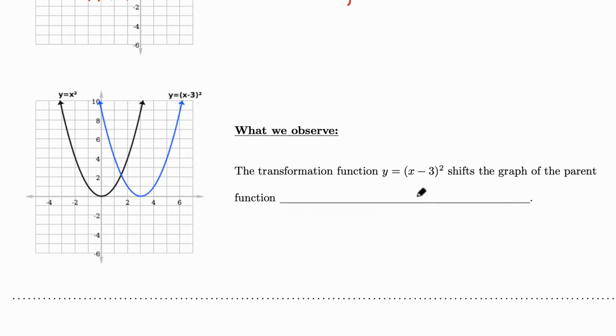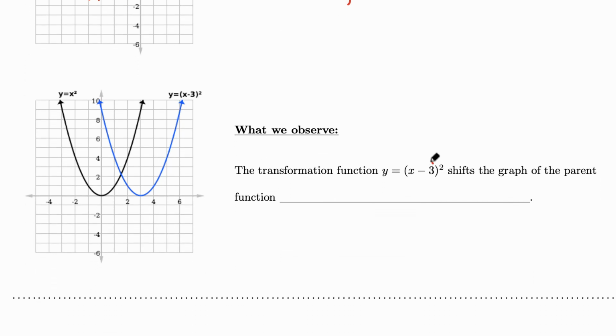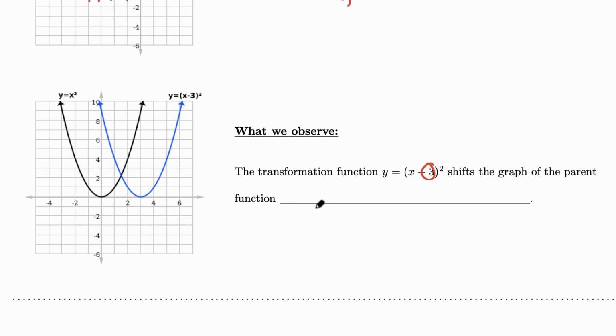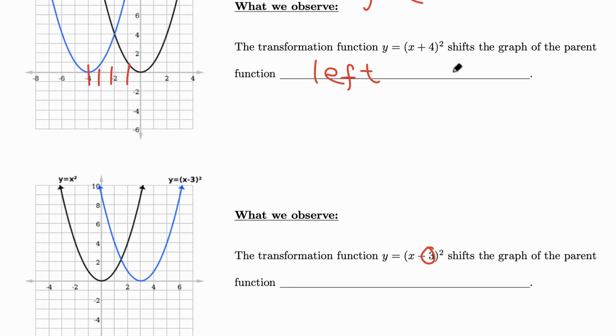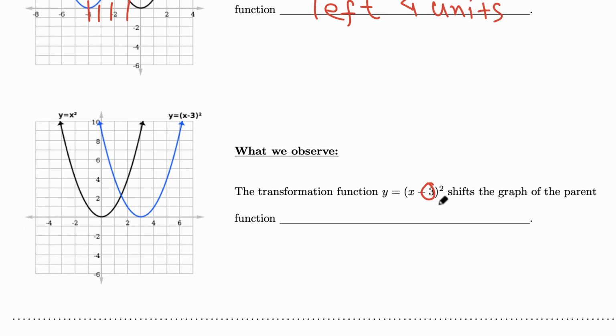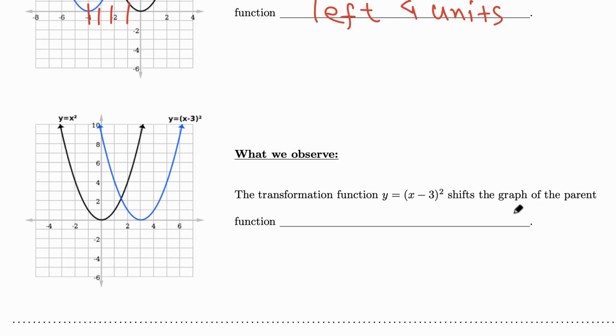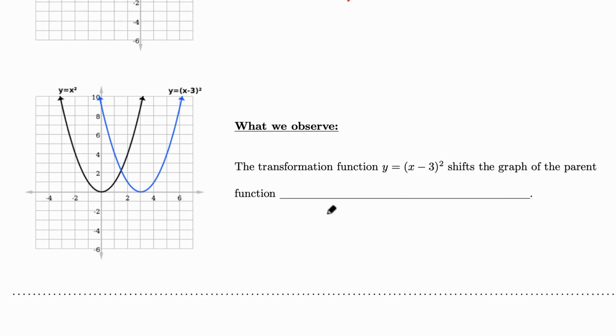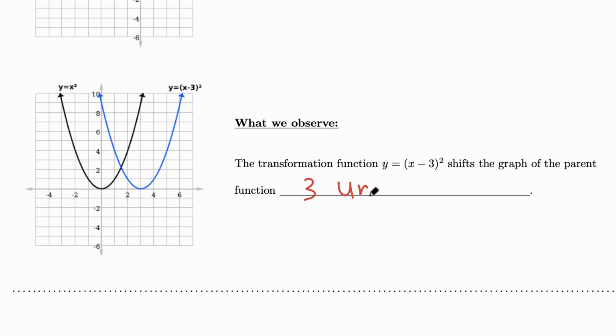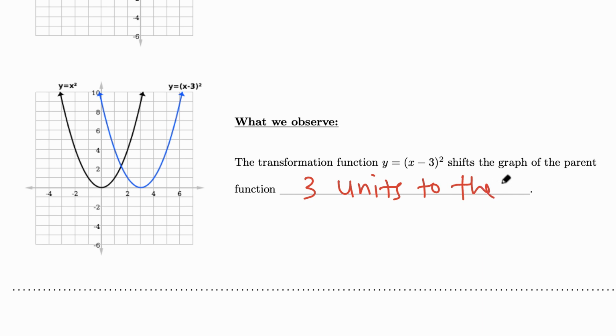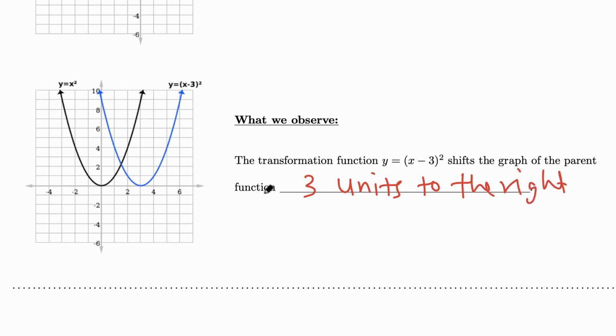In the same way, (x minus 3) squared, minus 3 inside, so it shifts right. It shifts the graph of the parent function left, how many units? 4 units. Here, (x minus 3) squared. So if you read this question, now shift the graph of the parent function 3 units to the right. Like here.